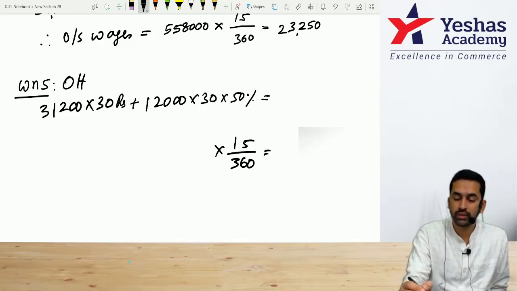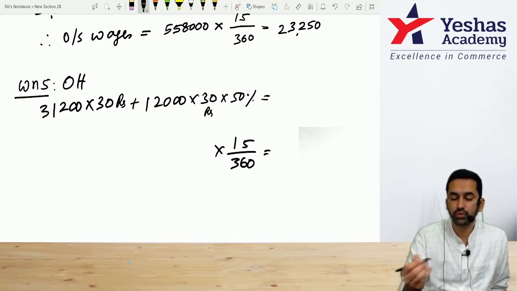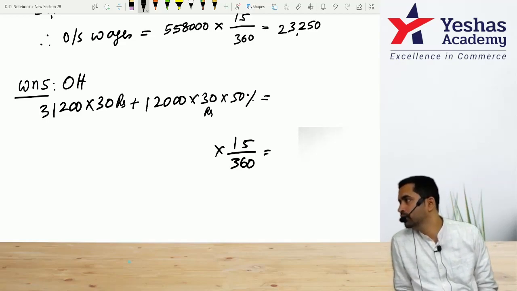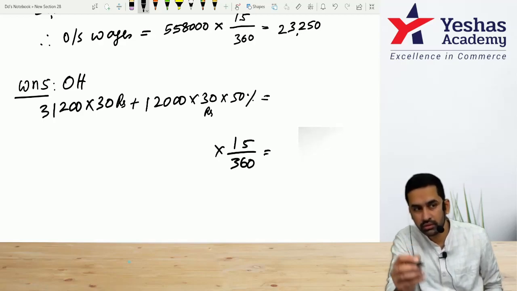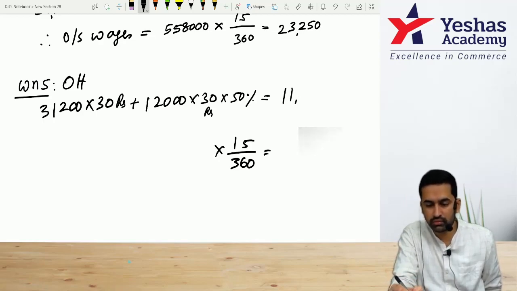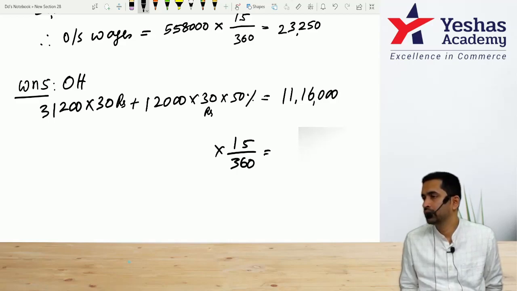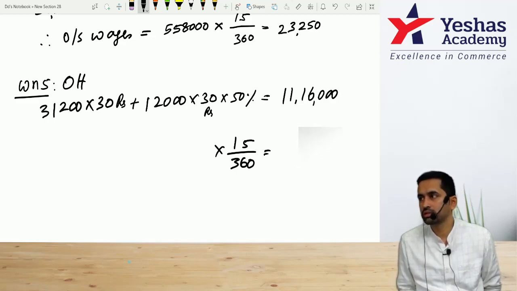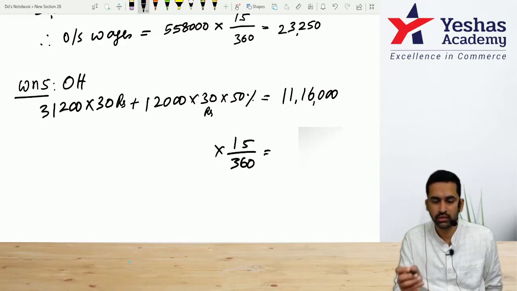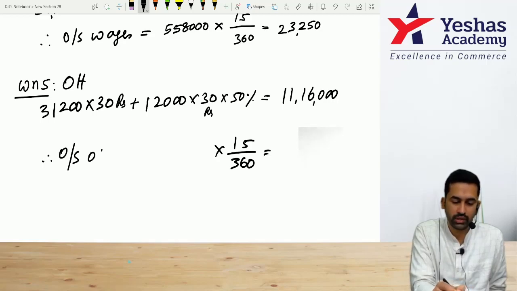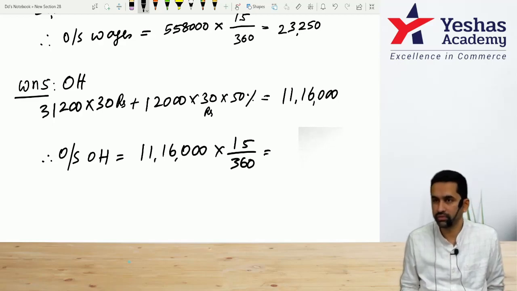plus 12,000 into 30 rupees into 50%. I need this number. 111600. This is your cash overheads for the year. Therefore, outstanding overheads will be this number, and we are delaying it by 15 days.